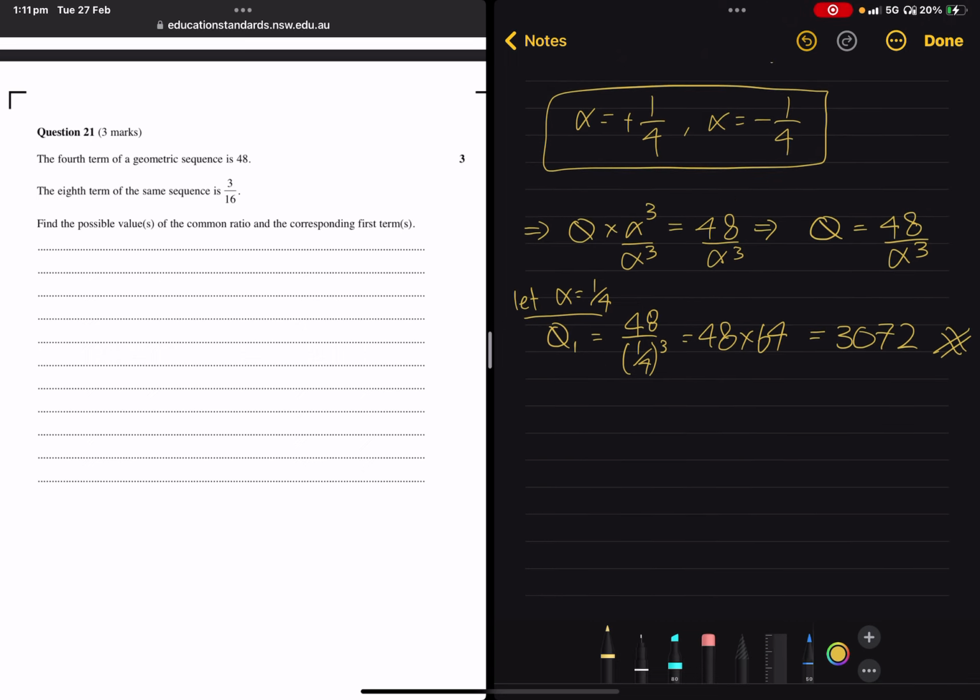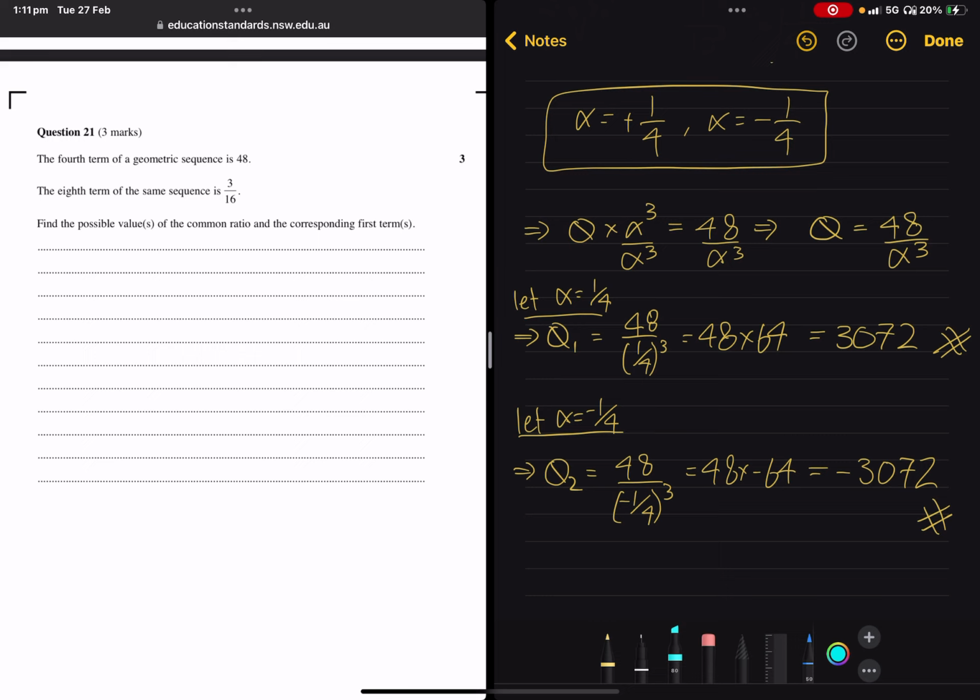And then we have a second case. The second case is where we let alpha be minus 1/4. This will give us the second possible first term is 48 divided by negative 1/4 cubed, which is going to be 48 times negative 64, which is going to be minus 3072. So these are the answers to question 21. Now let's go over the marking.